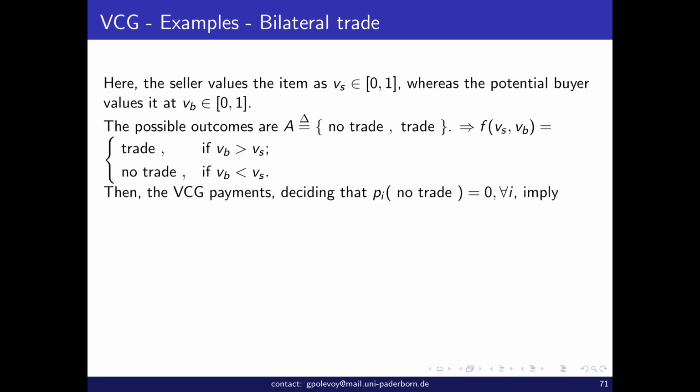Here it's not like an auction. Simply we have a seller and a buyer. The seller values the item as V_S, something between 0 and 1, and the potential buyer values the item as something else between 0 and 1, the value of the buyer. These both, of course, are private values. By the way, the values are private, but the limits are common knowledge. And you can extend this example to any other limits, which also have to be common knowledge. That's actually an important thing.